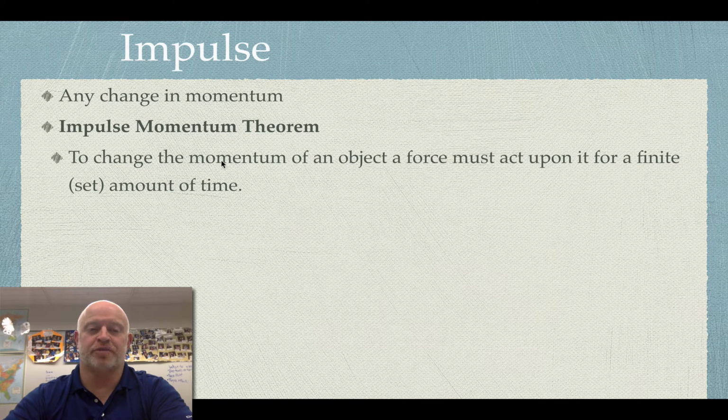Now, moving forward, we need to use the impulse momentum theorem, which basically says that if you're going to change the momentum, or if you're going to apply an impulse onto something, you need to apply a force, and that force must act upon the object for a finite amount of time. What that means to us is if I want to change the velocity of something, which will in turn change my momentum, I need to apply a force.